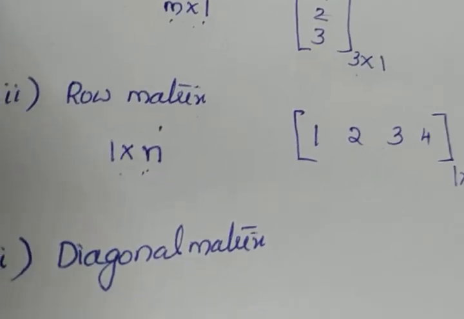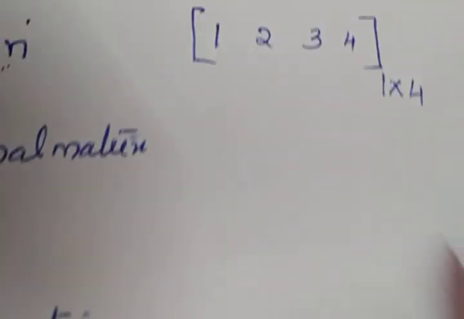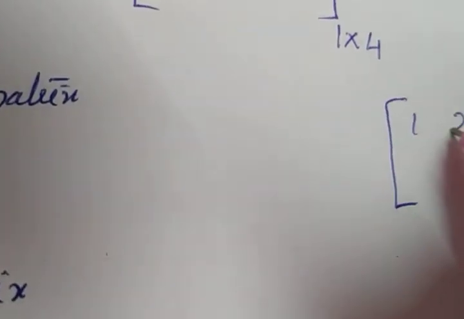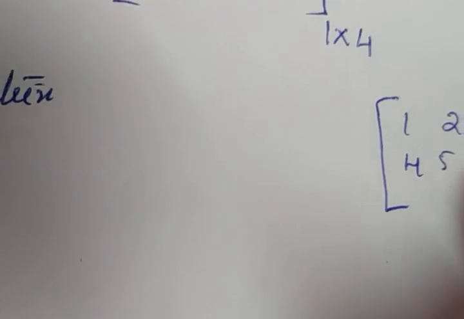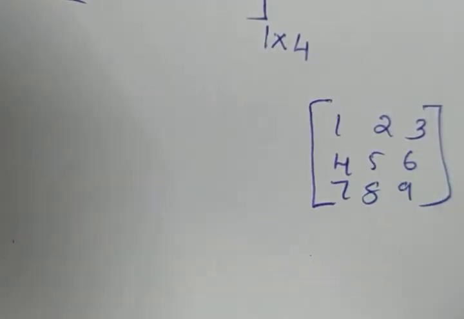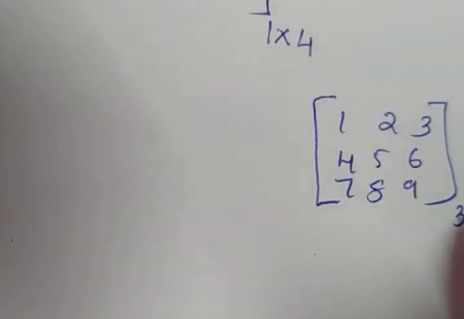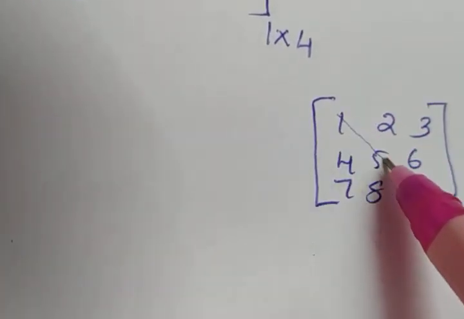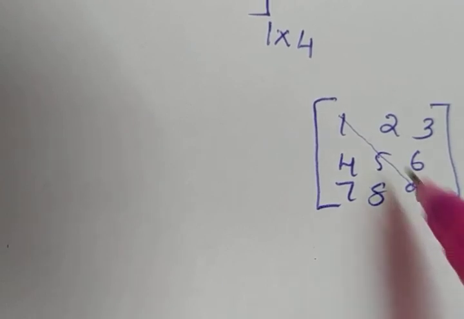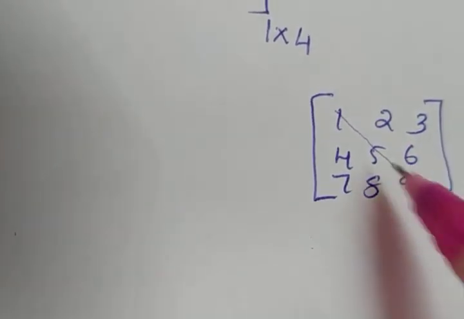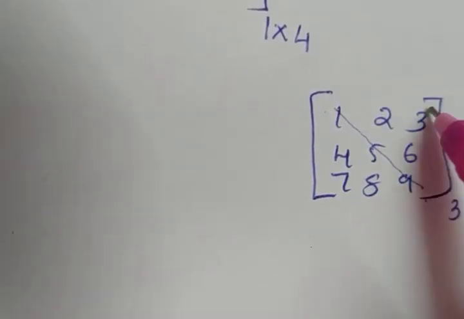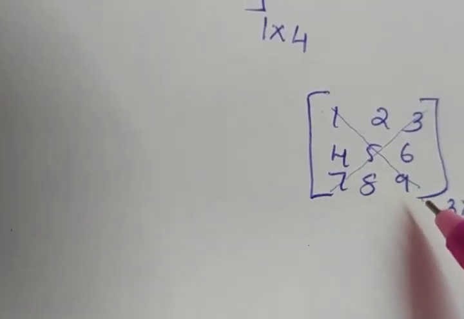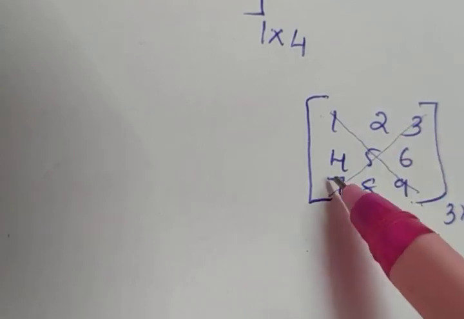The next one is diagonal matrix. Before going to the diagonal matrix, if I am taking an example 1, 2, 3, 4, 5, 6, 7, 8, 9, what's the order of the matrix? 3 by 3. There are 3 rows and 3 columns. These elements 1, 5, 9, which are in the diagonal, are called diagonal elements. This is the main diagonal, and 3, 5, 7 are known by the name of off diagonal elements. So main diagonal elements and off diagonal elements.